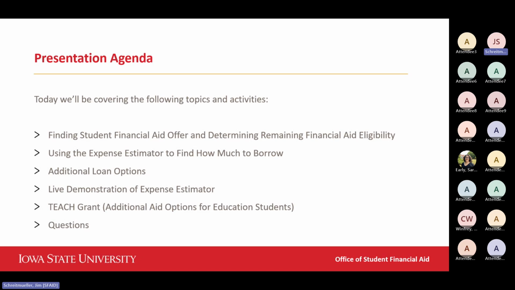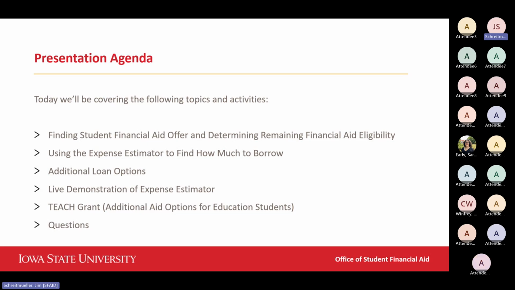Finding the student financial aid offer in Workday and determining your remaining financial aid eligibility, so how much you can borrow. Using the expense estimator to find how much to borrow. Your additional loan options outside of Iowa State. We'll do a live demonstration of the expense estimator tool together after going over it as a presentation. I'll talk briefly about the Teach Grant, which is an additional aid option for education students. And then finally, we'll have room for any questions.